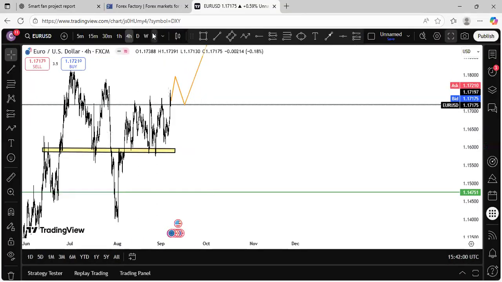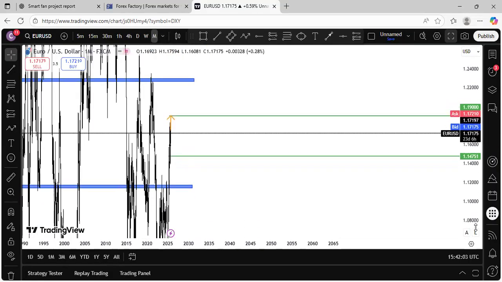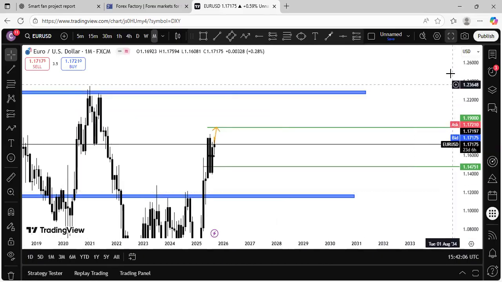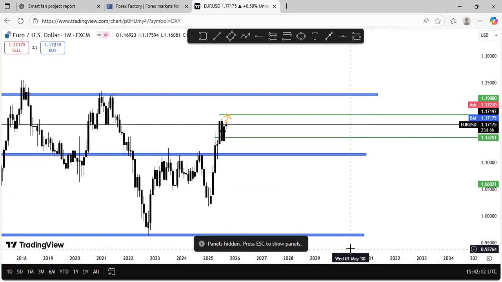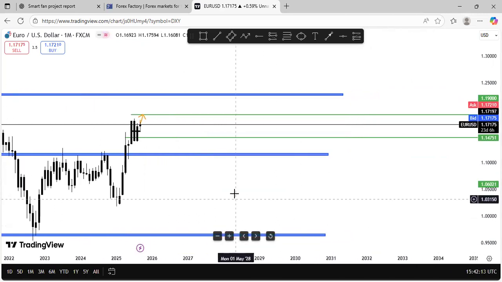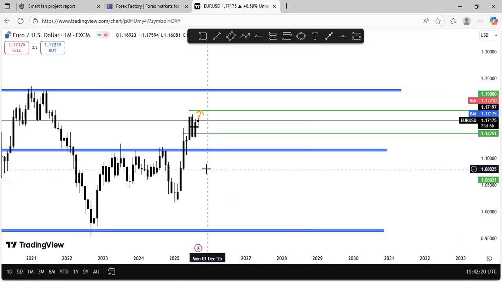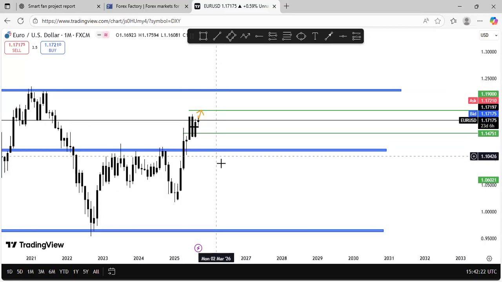So on my EUR/USD, it's the opposite of the DXY, so I won't go into that. On the DXY, we've got a downward trend. On EUR/USD, we've got an upward trend. On the monthly, we can see price pushing up. See price pushing up on the monthly time frame.